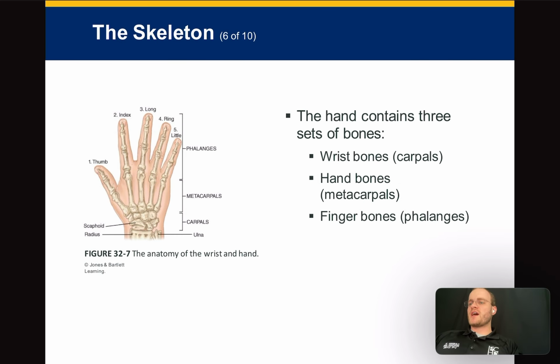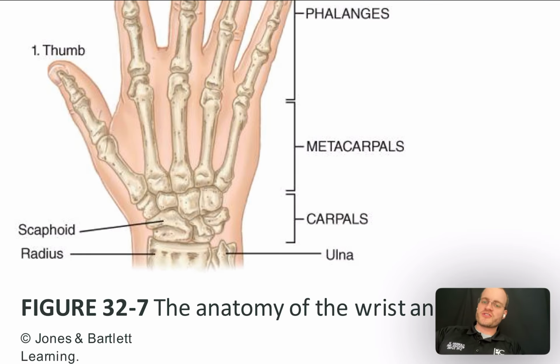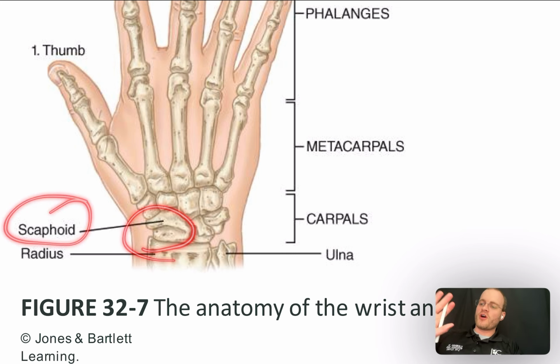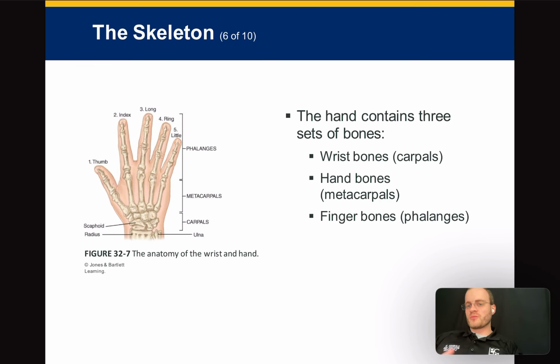So the hand contains three sets of bones. There's the carpals, metacarpals, and phalanges. The carpals are really your wrist bones, okay? And there's a lot of different ones in there. One that is a little bit of interest is the scaphoid because this tends to get broken on a fall on outstretched hands. Okay, so you can break that not easily, but commonly. It's the junction between the radius and the scaphoid. The radius will push through that and break it. Okay, so the carpals are the wrist bones. The metacarpals are the hand bones, and the phalanges are the finger bones.